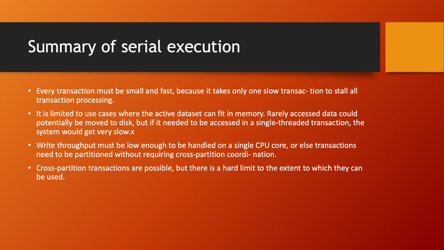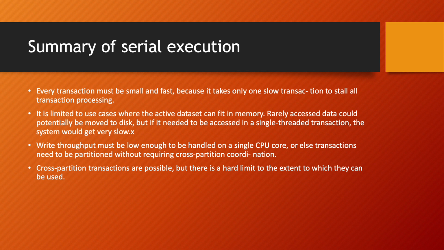Summary of serial execution. Every transaction must be small and fast because it takes only one slow transaction to stall all the transaction processing. It is limited to use cases where the active dataset can fit in memory. Rarely accessed data could potentially be moved to disk. But if it needed to be accessed in a single-threaded transaction, the system would get very slow.